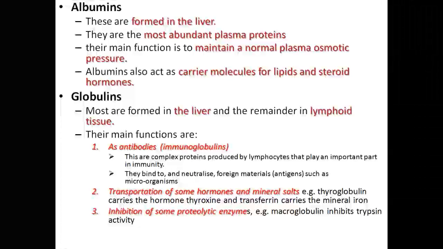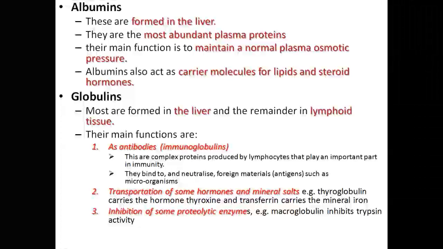So another function, as with the case of albumins, is that globulins offer transportation for hormones and mineral salts. For instance, thyroglobulin is a carrier of the hormone thyroxine, and transferrin carries the mineral iron. These are two examples of the transport function that globulins offer. The word thyro is derived from thyroxine, so thyroglobulin is the globulin that carries thyroxine to other parts of the body.